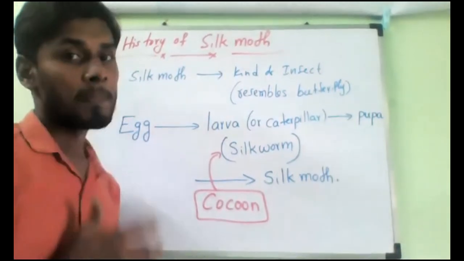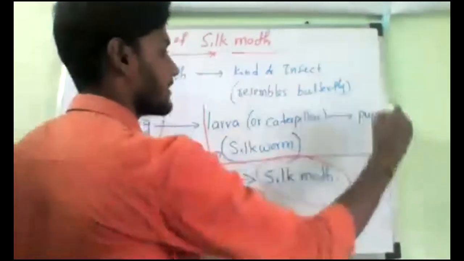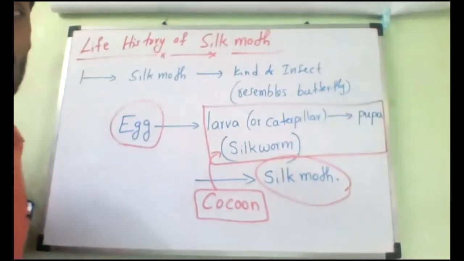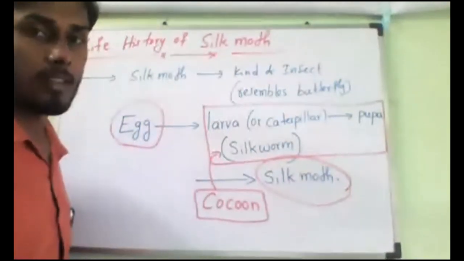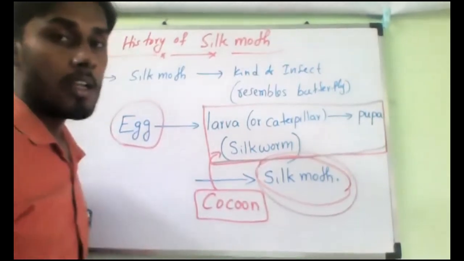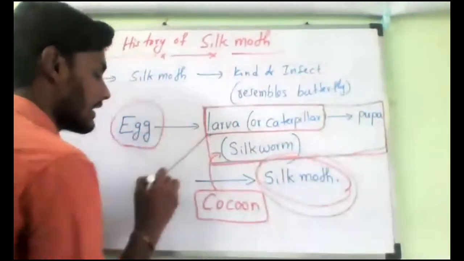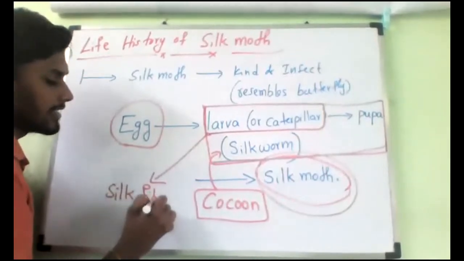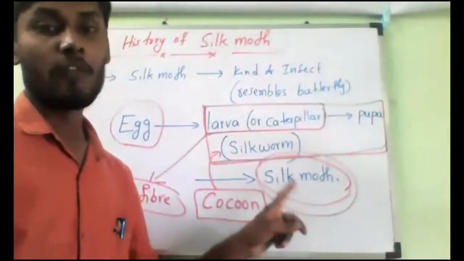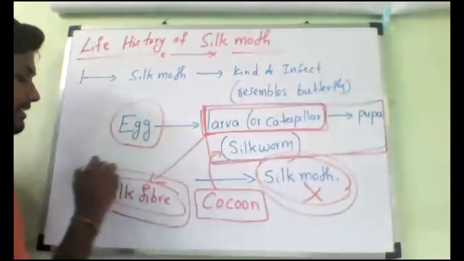Now, if you observe, leave the eggs and the silk moth; take the middle two parts. What are the middle two parts? The larva and pupa stages. The larva and pupa stages in the life history of the silk moth are totally different in appearance from the adult silk moth, and their lifestyle is completely different. It is the larva of a silk moth which produces silk. In which stage is silk produced? Silk fiber is produced in the larva stage. It is not produced by the adult silk moth.